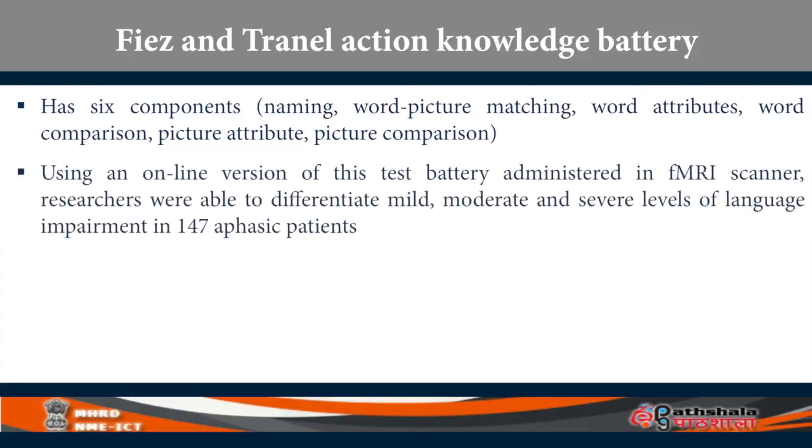Alright. Using an online version of this test, when the participant is in an fMRI scanner, notice I am saying online test with fMRI scanner, they did a huge study involving, initially, I remember it was more than 200 patients, but they had to eliminate certain patients for other criteria they did not meet. Ultimately this experiment was conducted with 148 aphasic patients who were required to lie in the scanner and match the word to picture, or give a response about how good is this word to this concept, or compare these words or attributes of pictures, things like that.